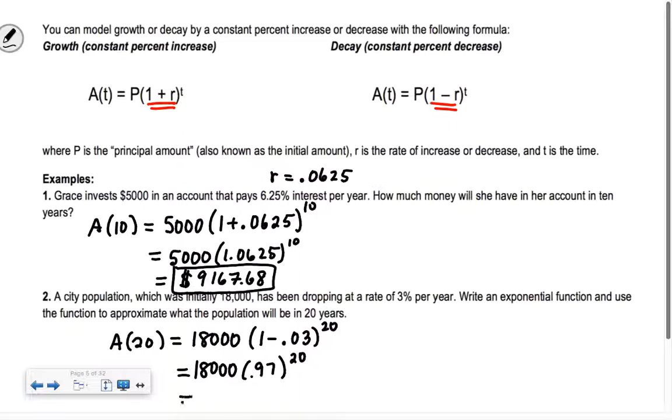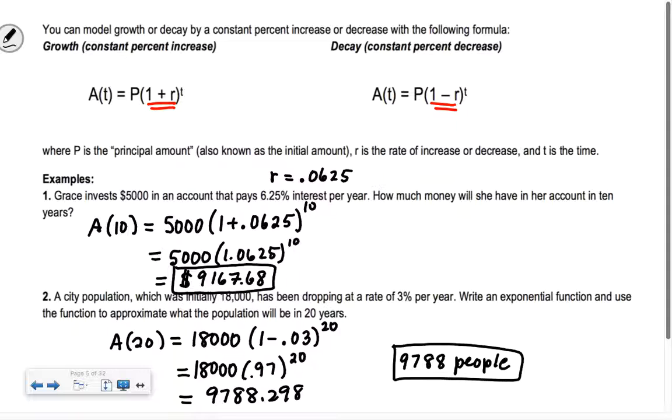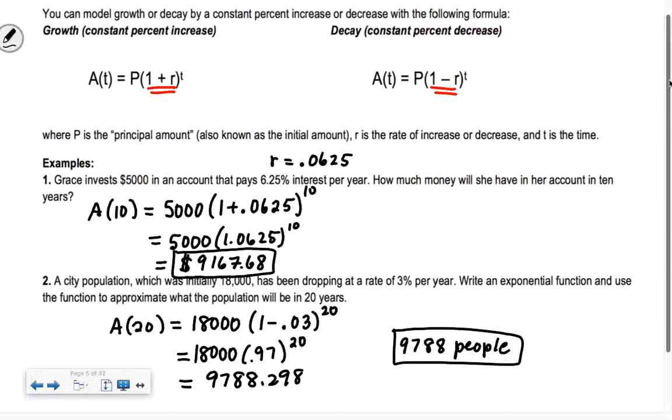And our population ends up being 9,788.298 people. Would you ever write that as your answer? No. So we're going to write 9,788 people. Round up or round down, it does not matter to me. All right. Is this making sense? Do you guys get it?